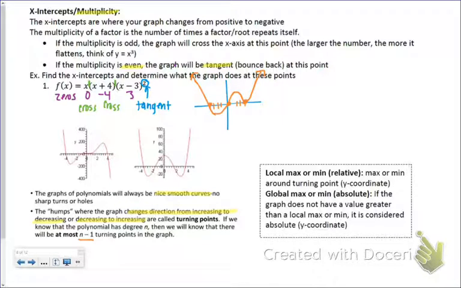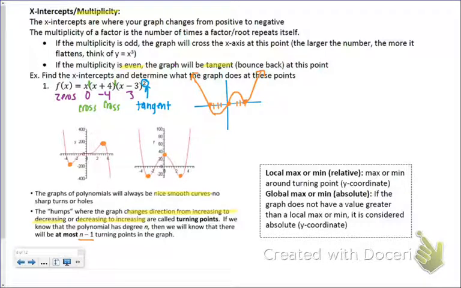So if you look at these two graphs here, this graph has 2 turning points. Now this point right here, a lot of times people want to say it's a turning point. It is not, okay? It does not change from increasing to decreasing at that point. So this only has 2 turning points. The graph next to it has 3.